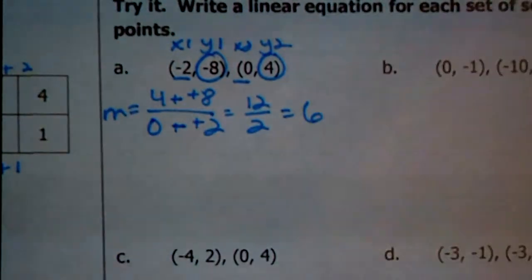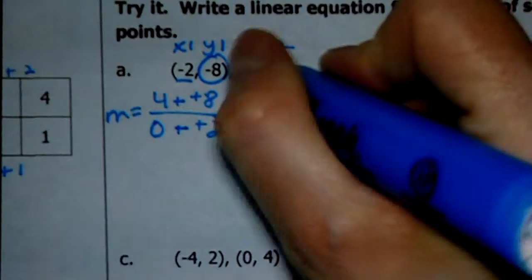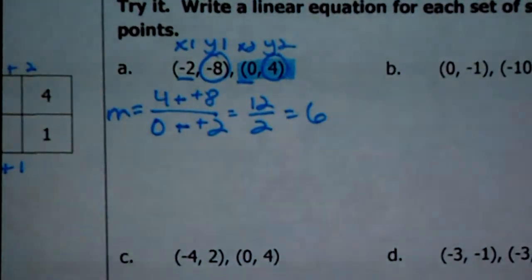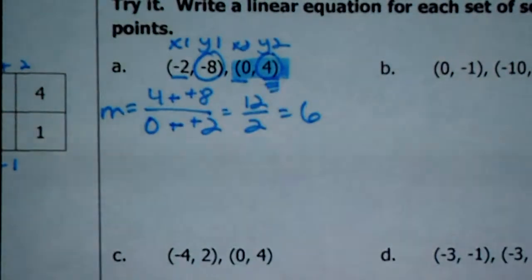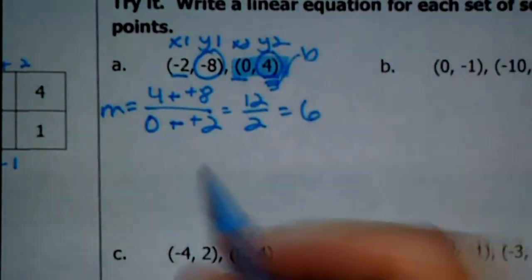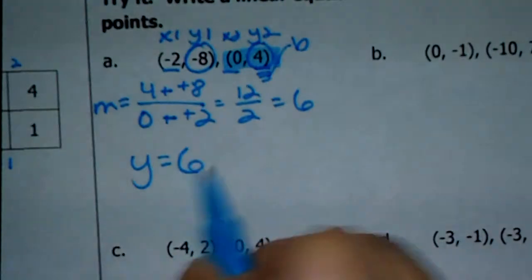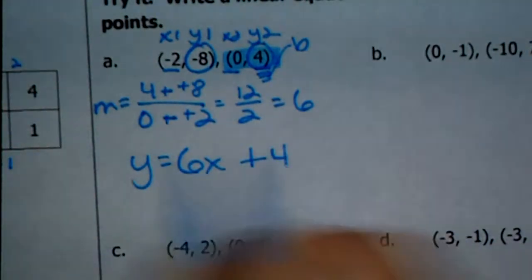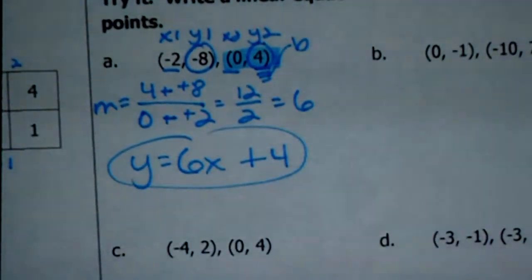When you look at the ordered pairs, do you see how you are given (0, 4)? Yeah, the y-intercept is what happens when x is 0. So you're given the b. The 4 is the b. So y would equal my slope times x plus our y-intercept. Bam! Done. Alright, let's do the next one.